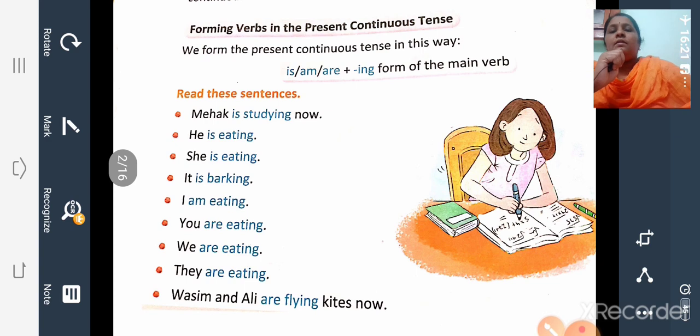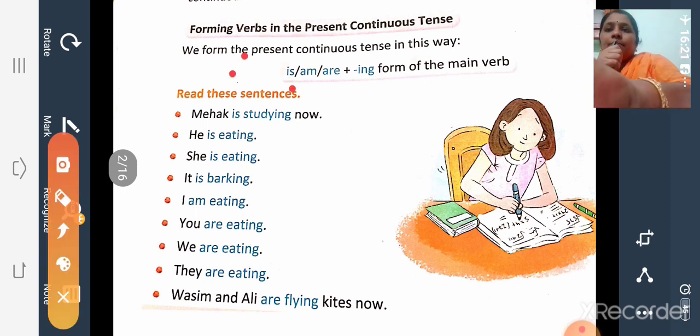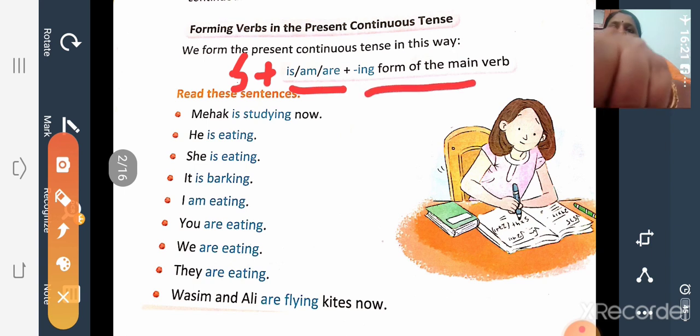Then, forming verbs in the present continuous tense. How can we form present continuous tense? In simple present tense the form is subject plus base form. But here, the form of present continuous tense is subject plus is, are plus ing form of the main verb. That is the form of present continuous tense.